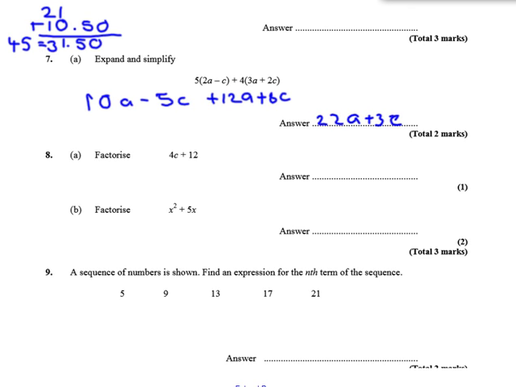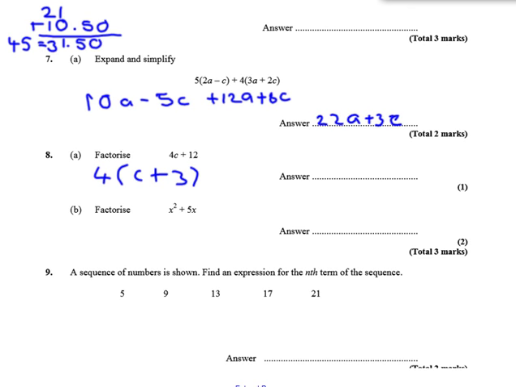On to question 8a. We've got Simon, who's going to do a bit of factorising for us. So we've got 4c add 12. In order to factorise, we have to first find what they have in common. Now 4 goes into 4c and 12. So we're going to put 4 outside the brackets. Then to work out 4c, we need to do 4 times c. And then plus, and then to get 12, we're going to do 4 times 3. Close bracket. Thank you very much, Simon.